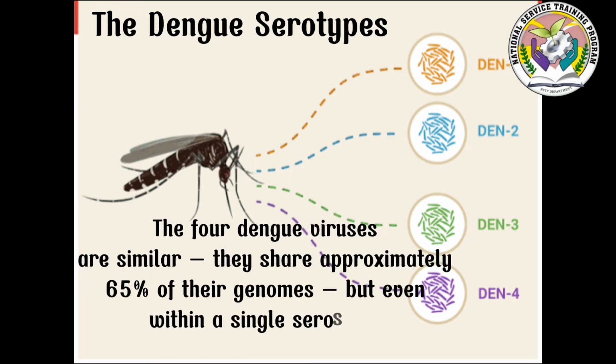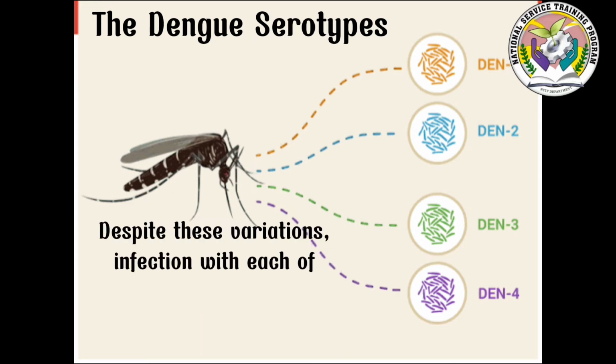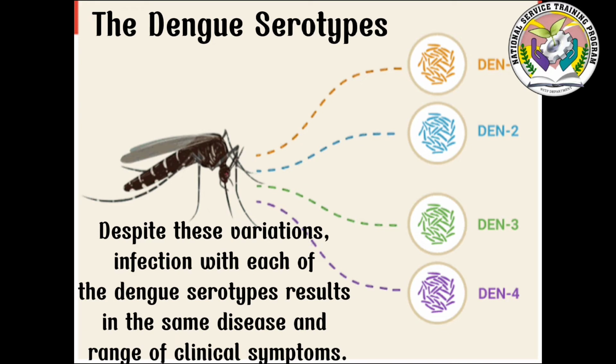The 4 dengue viruses are similar. They share approximately 65% of their genomes, but even within a single serotype, there is some genetic variation. Despite these variations, infection with each of the dengue serotypes results in the same disease and range of clinical symptoms.